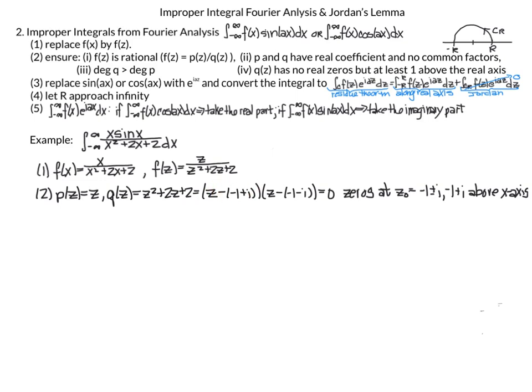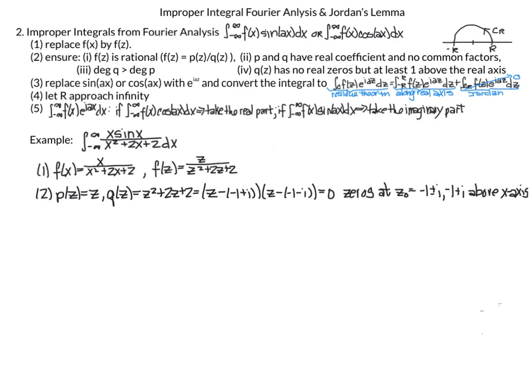And I went ahead and factored it, so I see that there are zeros at z naught equal to minus 1 plus or minus i, and only one of these, the minus 1 plus i, is above the x-axis. I should also verify that p and q have real coefficients, and you see the coefficients are 1, 1, 2, and 2, so they're real. They have no common factors; you can't divide this by z. And the degree of q, which is 2, is greater than the degree of p, which is 1. So all of these conditions are satisfied.